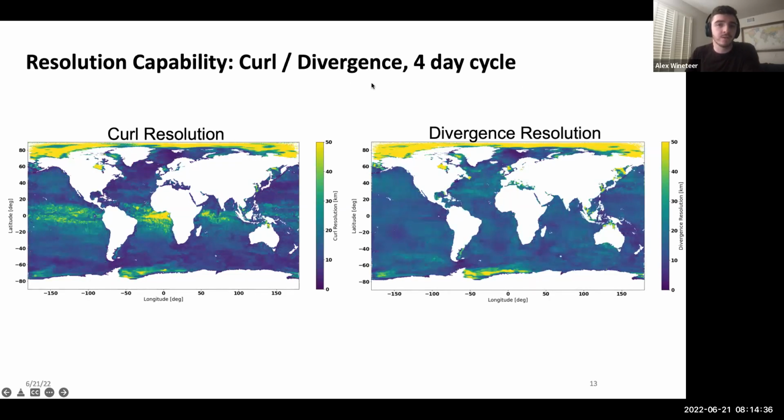Looking at these same plots for curl and divergence, these are both for the 4-day repeat cycle. You can see in areas, again, where you have really strong curl, you can get really, really great resolution. You can get this 10-kilometer wavelength resolving resolution in the Gulf Stream. But places where you have weaker curl in the ocean, we're getting lower resolution. We're getting something like 40 kilometers in those regions for curl. Then looking at divergence, we're getting somewhere in the range of 30 kilometers for most of the world's oceans in this 4-day repeat cycle.